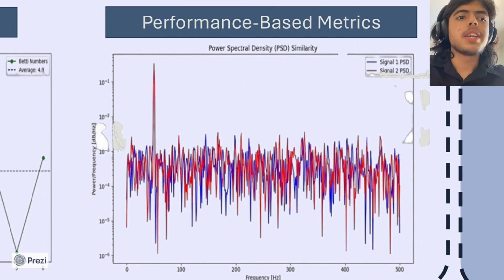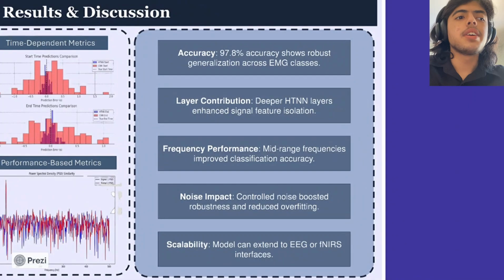There were several notable takeaways from this project, one being the accuracy of 97.8%, which suggests a robust generalizability across EMG classes. Additionally, I found uniquely that deeper layers of the HTNN enhance signal isolation, which is likely due to the distillation workflow. Another interesting discovery was that certain mid-range frequencies, as well as controlled noise, improved accuracy and reduced classification times. Finally, the structure and performance of my model suggest use cases in other types of signal segmentation methods.